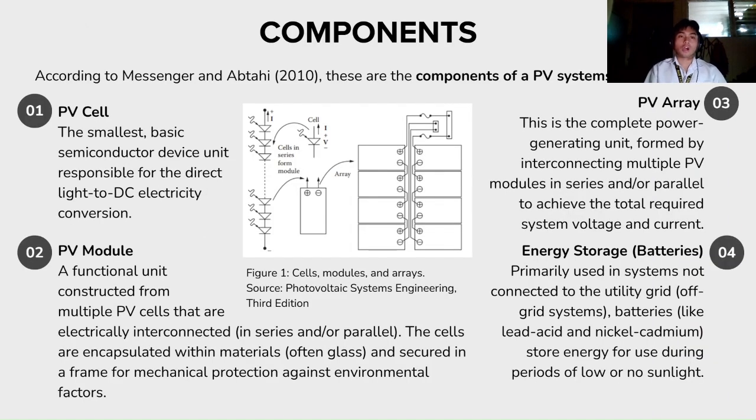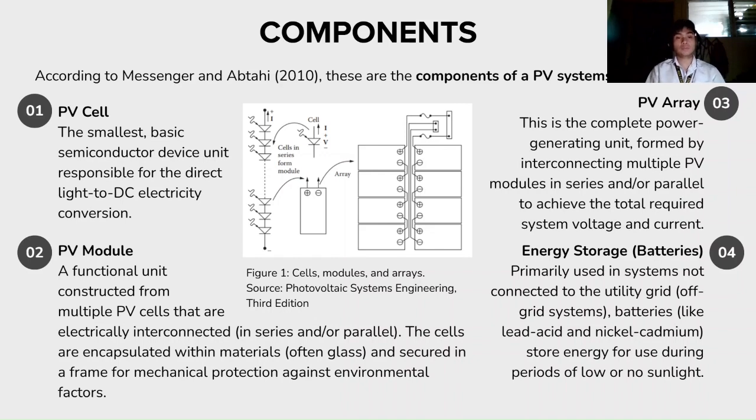So according to Messenger and Kabhati, these are the components of PV systems. One, PV cell: the smallest basic semiconductor device unit responsible for the direct light to DC electrical conversion. So this PV cell is the one that does the job of converting sunlight into electricity.